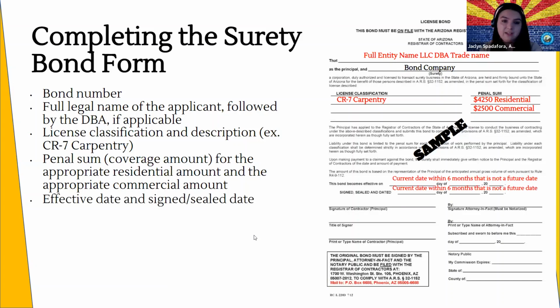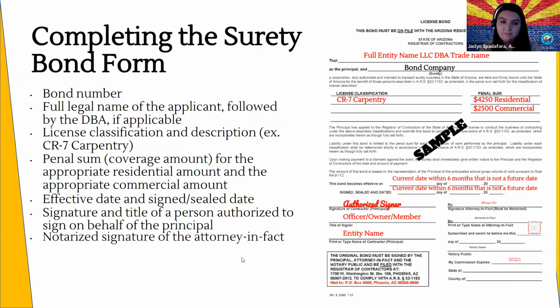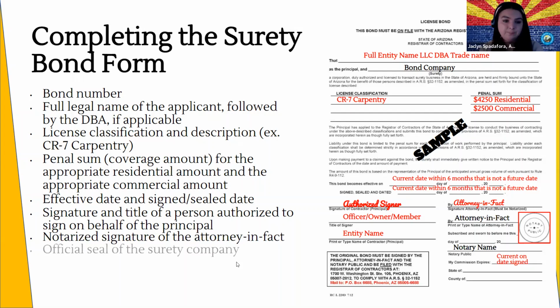The effective date and assigned date there. So that does need to be within the last 6 months and not a future date. The signature and title of the person authorized to sign on behalf of the principal, so your authorized representative. It does also need to be notarized by an attorney in fact along with their signature. Again, that's through your bond company. And we will also need the official seal of the surety company.